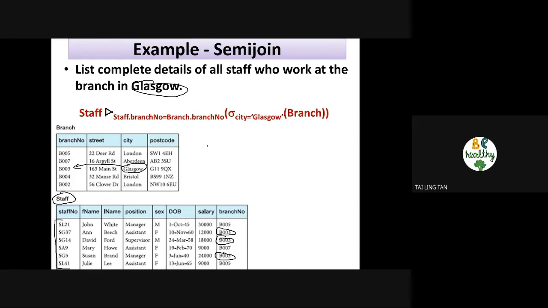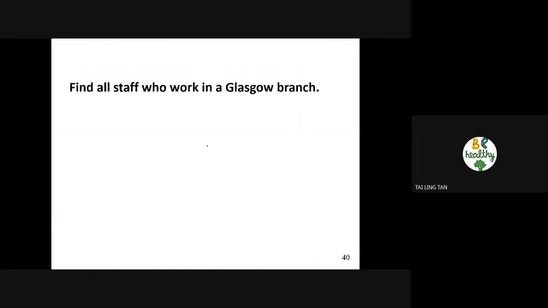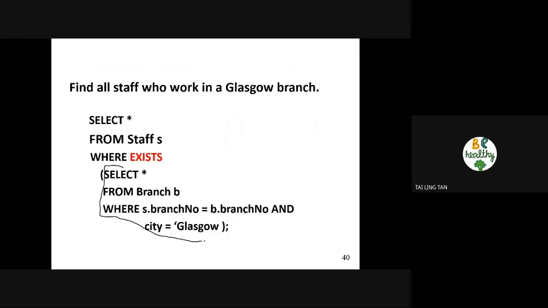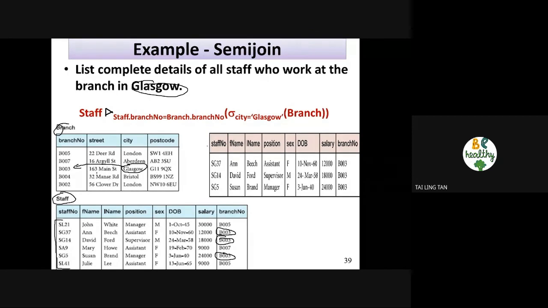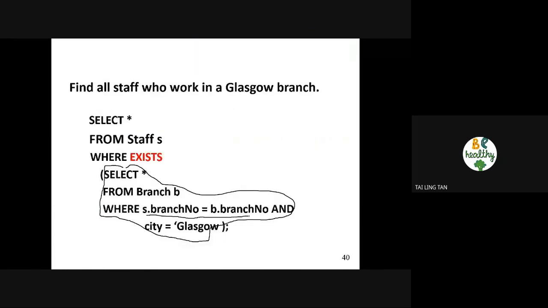The query for this part will go through something like this. It will go through this part first: select from branch B, where the branch number equals this and the city is equal to Glasgow. So it will show the branch B, and based on this branch B, it does the linking to staff with the branch number. It finishes this part first. We know the branch number, then only we go through the list of staff, checking and showing all the staff whose branch number is equal to B003.